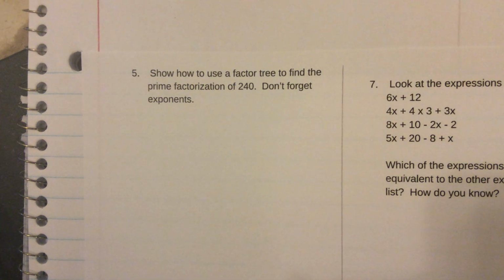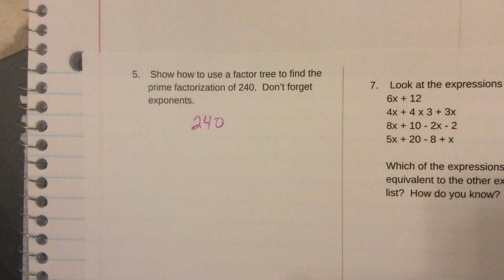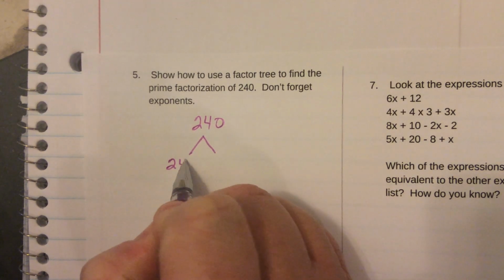Okay, number 5. Show how to use a factor tree to find the prime factorization of 240. Don't forget the exponents. Okay, so 240. There are a lot of factor pairs you could choose here. I like that it ends in a 0, so I choose 24 times 10.